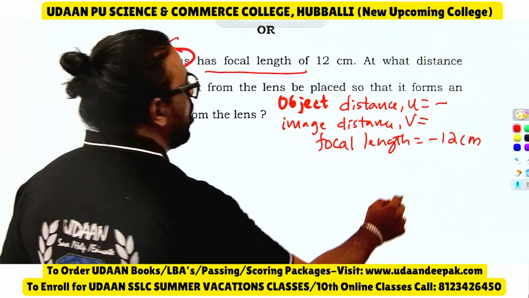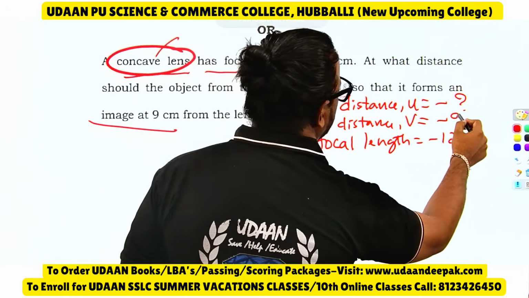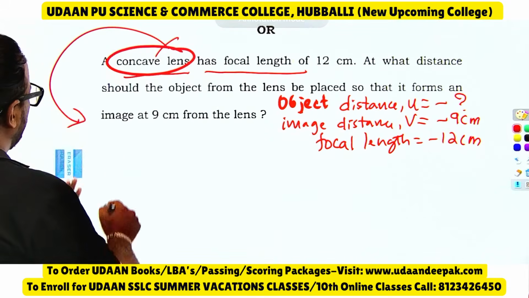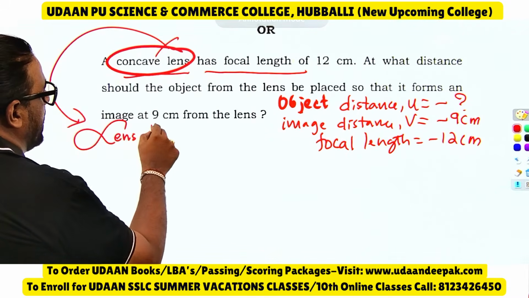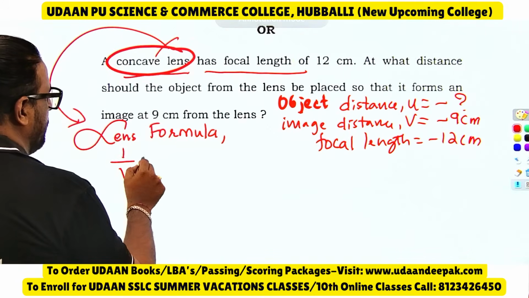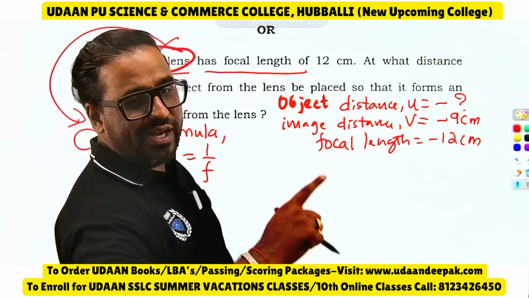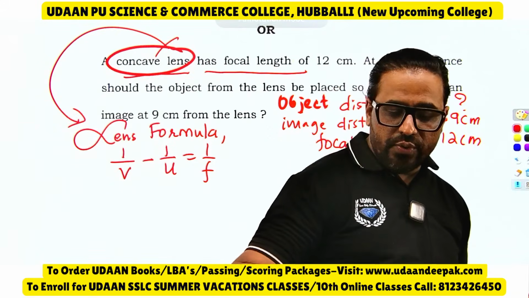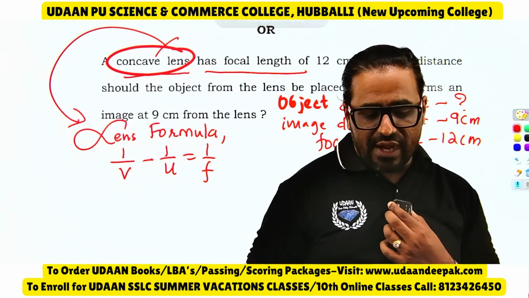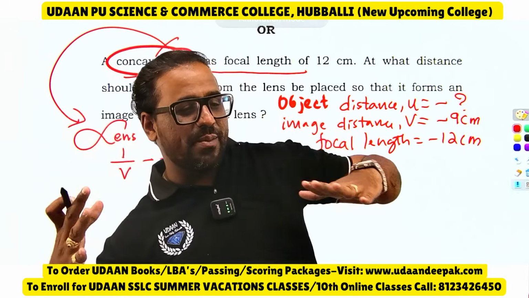We have to find at what distance the object is. If the image is at 9 centimeter, the image is also minus 9 centimeter. So which formula should you use now? You should use the lens formula. So what is the lens formula? Lens formula is 1 upon V minus 1 upon U is equal to 1 upon F. That is the formula you should know.